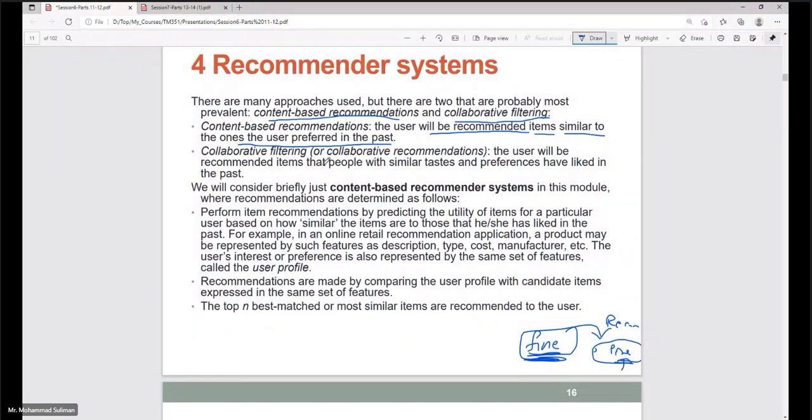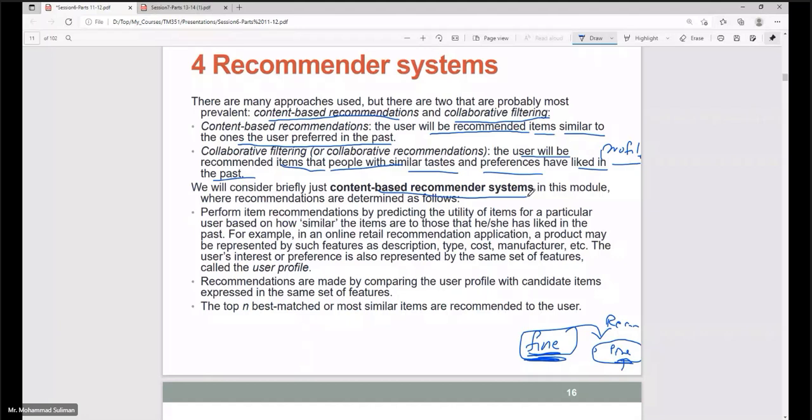The second way is collaborative recommendations, where the user will be recommended items that people with similar taste and preferences have liked in the past. It depends on the user profile. So what is the user profile? Based on it, the items are recommended. We'll consider the content-based recommender system in this module.